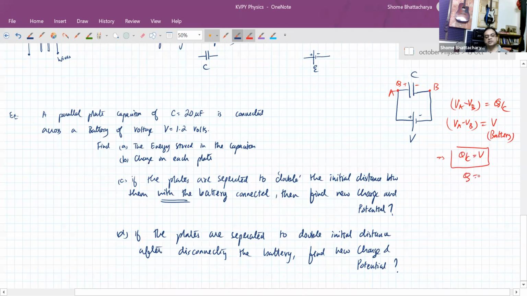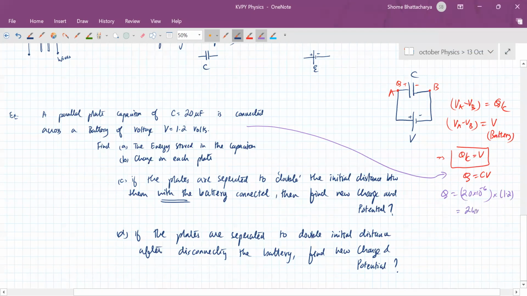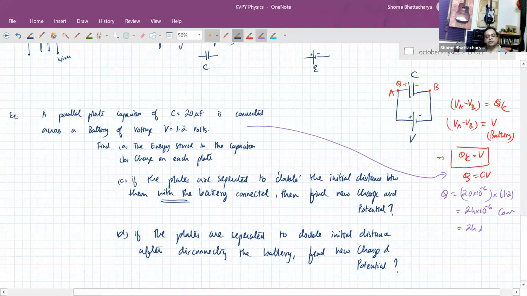Or the charge drawn by the capacitor's plates from the battery. When you connect a battery of voltage V, the charge drawn by each of the plates, now you substitute in this, so you'll see the charge will be 20 into 10 raised power minus 6 into the voltage, which is 1.2. So it is 24 into 10 raised power minus 6 coulombs, or what we can say is 24 microcoulombs. So this becomes the answer to the first part.